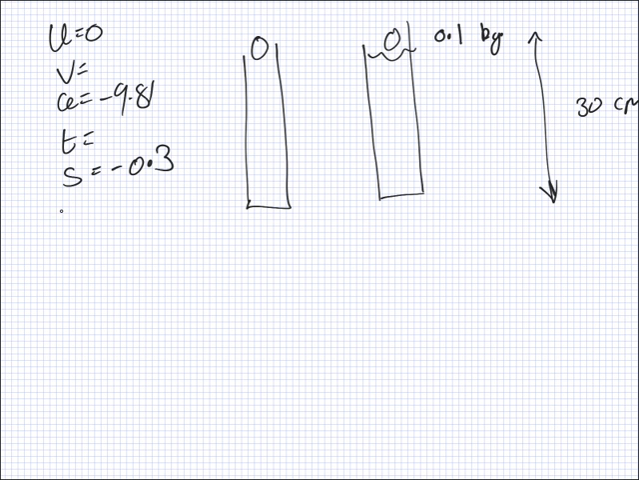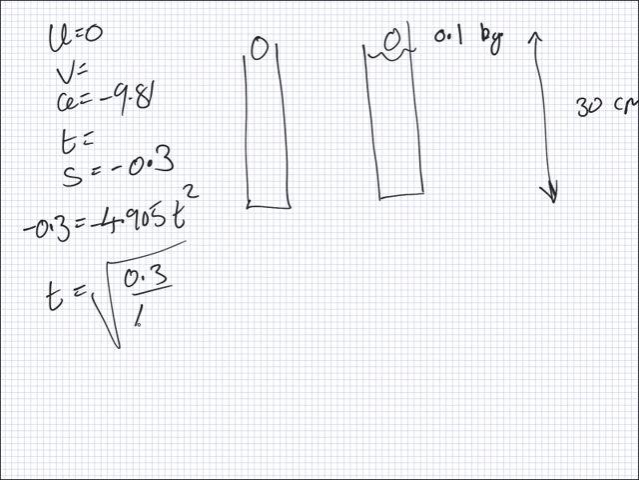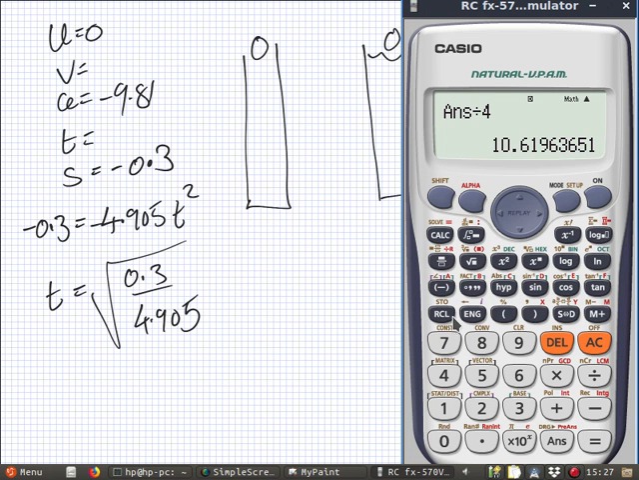So what will give us the T quickly? S equals UT plus half A T squared. So T is the square root of 0.3 over 4.905. Okay, let's see what that is. Square root of 0.3 over 4.905 is 0.247.